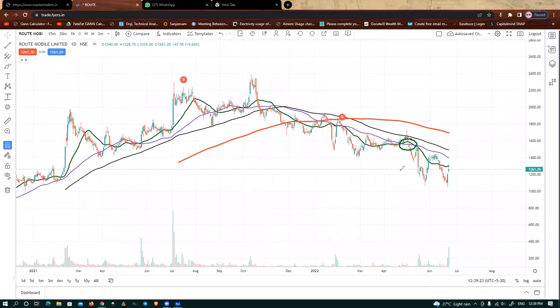The overlap of 50 and 20. Overlap of all. When this kind of lot of overlaps are happening, it means the stock is not having enough strength. Lot of overlaps. See, 1, 2, and 3. So when it doesn't have strength, it becomes weak.